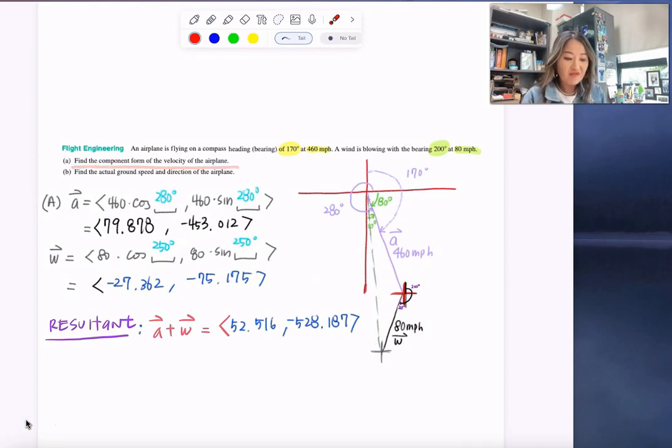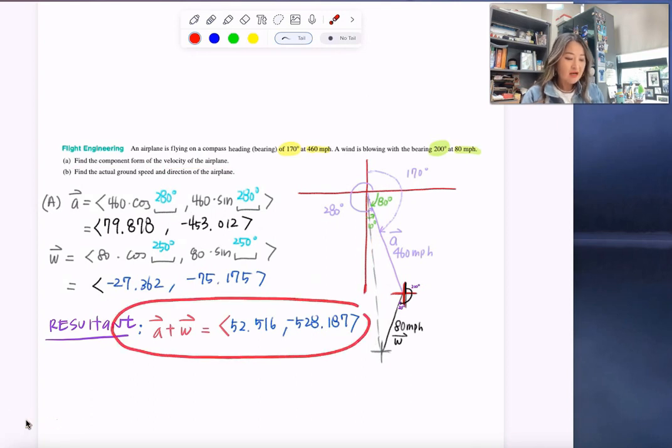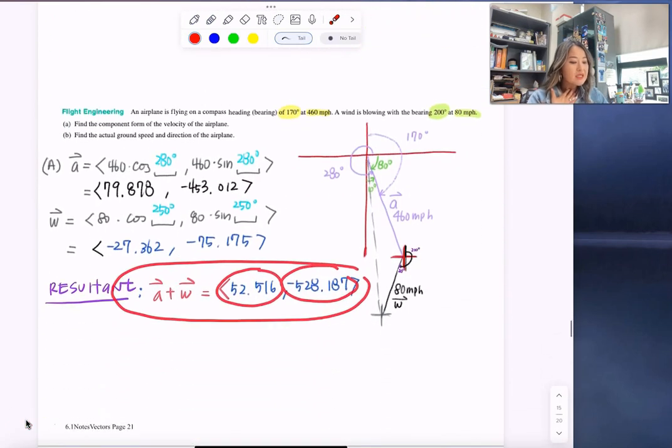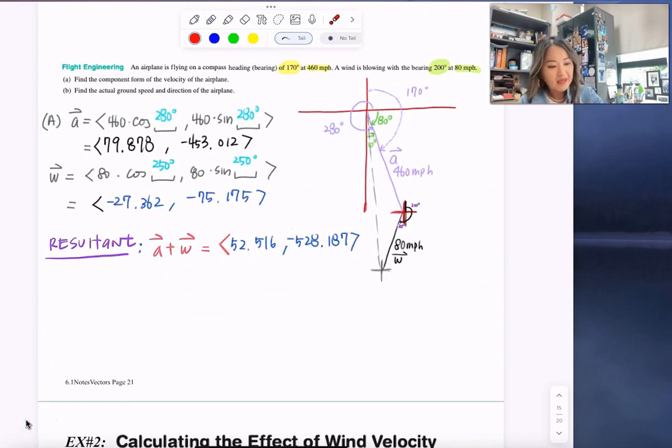Find the component form of the velocity of the airplane. Now, the velocity of the airplane now is this. Now, why don't you go ahead and describe what this is saying? It's similar to the description of this guy here, if you think about it. Okay, all right. Now, let's go to part B.